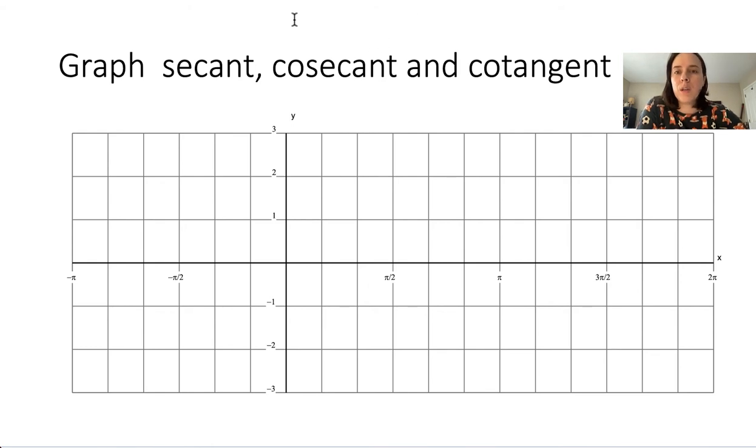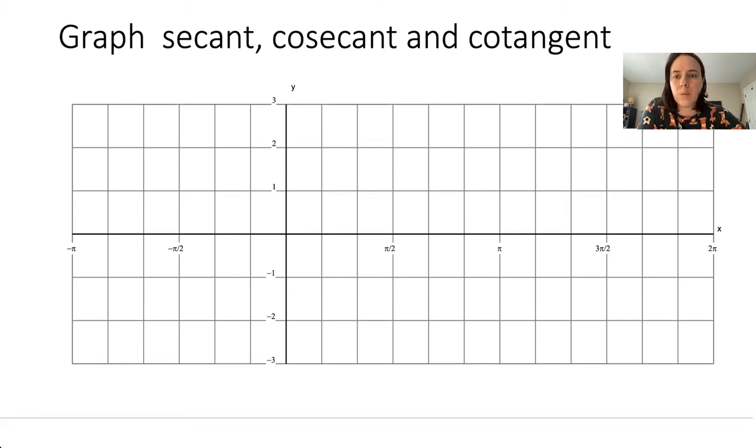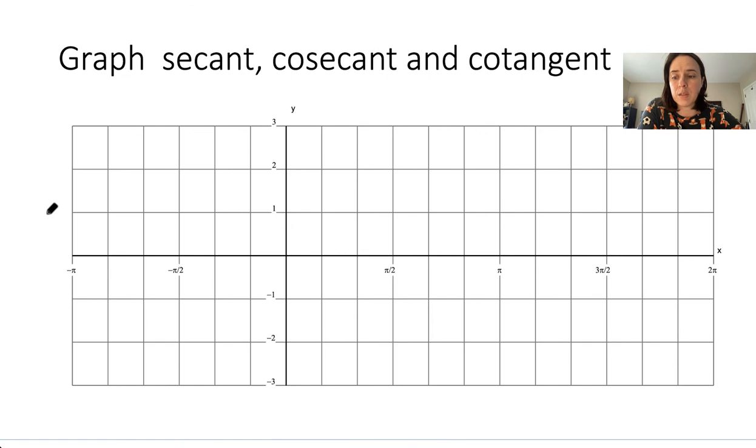So one of the things that I recommend when graphing reciprocal functions is to start with the graph of their parent function, I guess you could call it. So like if we're going to graph secant, for example, secant is the reciprocal of cosine. I forgot my stylus, so please excuse the ugly writing. So secant is the reciprocal of cosine.